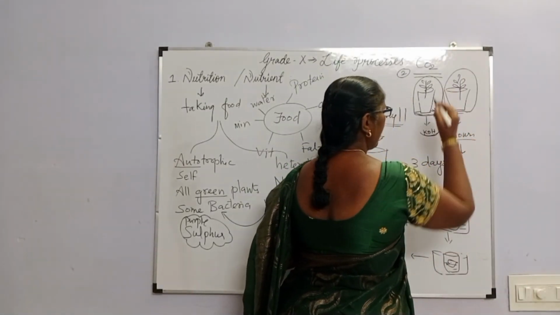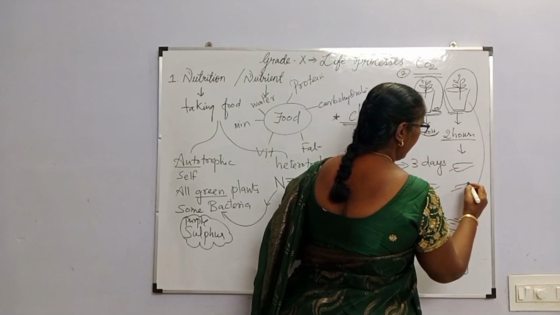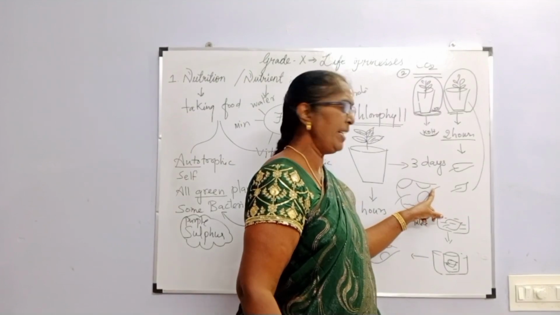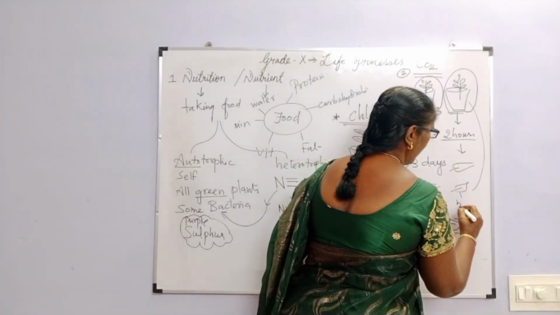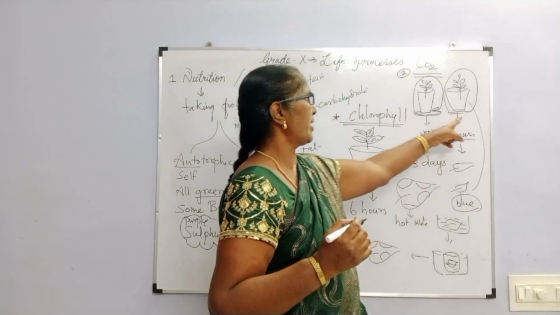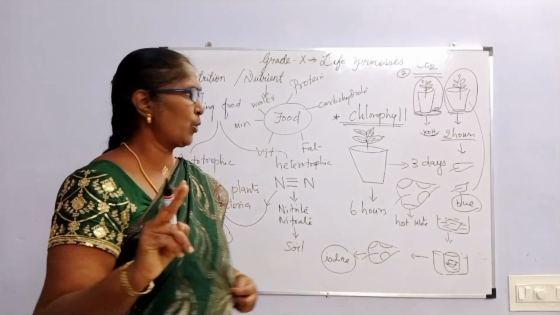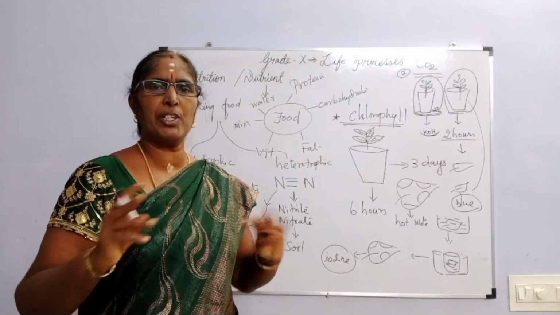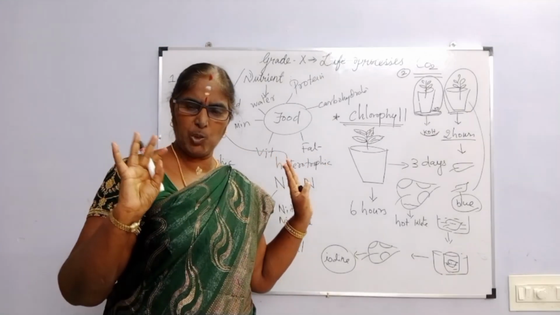After that, I take 1 leaf from here and 1 leaf from the other, and dip both inside the iodine solution. What will happen? This leaf shows no change. This leaf turns blue in color. So from this we have to understand that carbon dioxide is necessary for photosynthesis. These two activities are given in the book. They are practical, so if you do the practical, you can understand very easily. Don't worry about this. It is easy to understand.